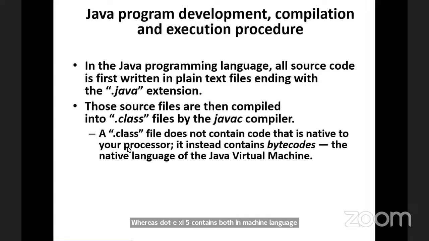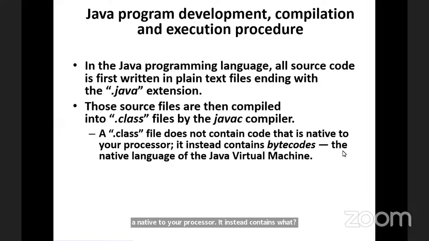Tell me, can a 32-bit version execute in 64-bit? There are two types of processors, 32-bit processor and 64-bit processor. A 32-bit program can execute on 64-bit, but a 64-bit program cannot execute on 32-bit. Why? Because in the background, the processor-related commands will also be available in the .exe file. So the .class file doesn't contain the code that is native to your processor. It instead contains what? Bytecode.